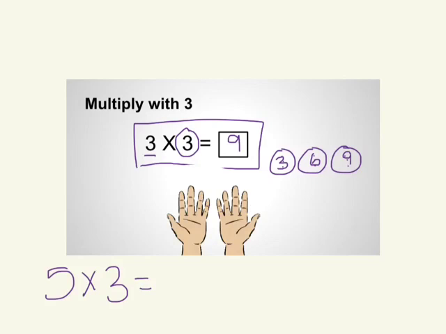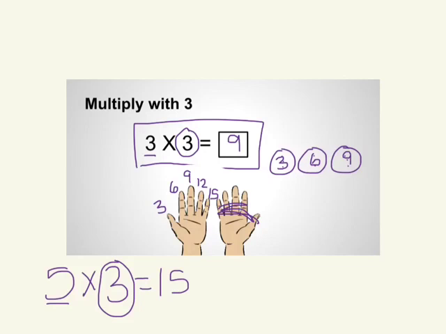All right, let's do the finger way. I know that I have 5 groups of 3, so I'm going to hold up 5 fingers. I'll cross off these other fingers. I'm going to count by 3s. So I have 3, 6, 9, 12, 15. 5 groups of 3 equals 15.